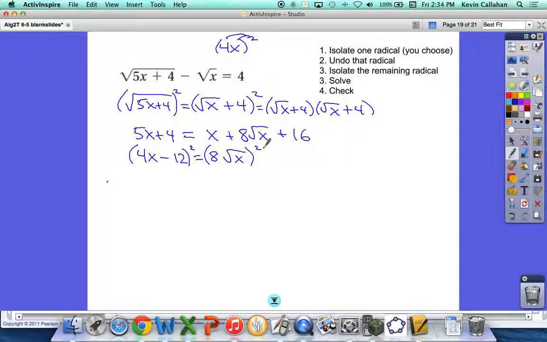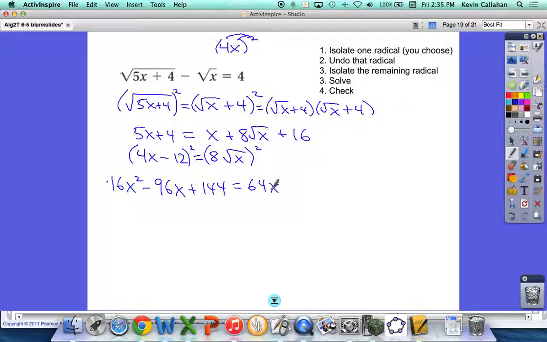Again, now this is a FOIL. 4x minus 12 times 4x minus 12. The 4x times 4x gives us 16x squared. The 4x times negative 12 is negative 48x. And you do that again, you're going to get negative 96x. And the negative 12 times negative 12 is positive 144, equals 64x. Sorry, 64. Don't know what I was thinking there. 64x.